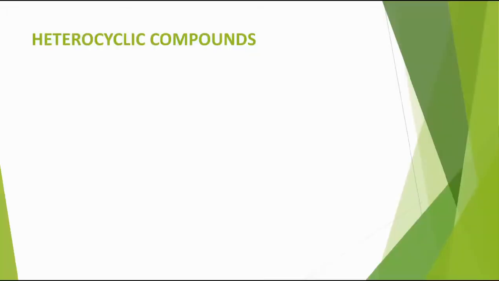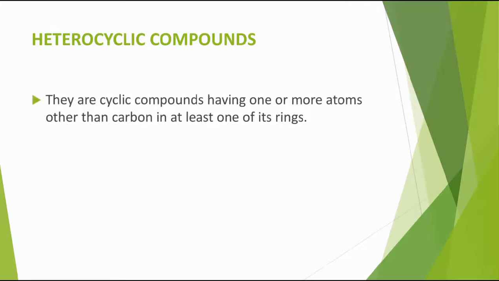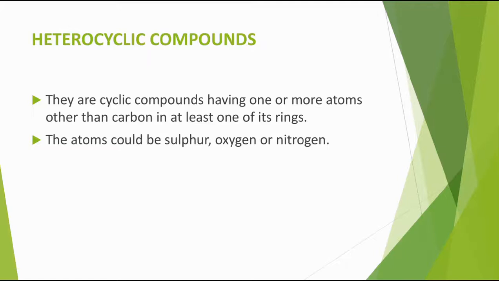They are the same. Heterocyclic compounds. Heterocyclic compounds are cyclic compounds having one or more atoms other than carbon in at least one of its rings. So heterocyclic is an alicyclic compound, but has some things which differentiate it from the alicyclic. That is, they have atoms which could be sulfur, oxygen, or nitrogen.